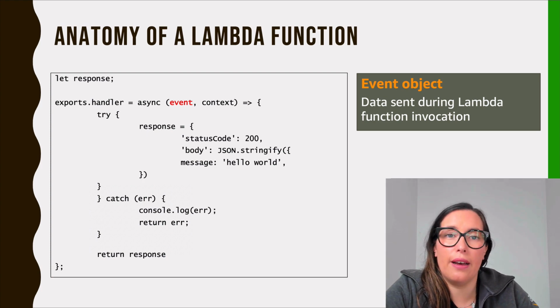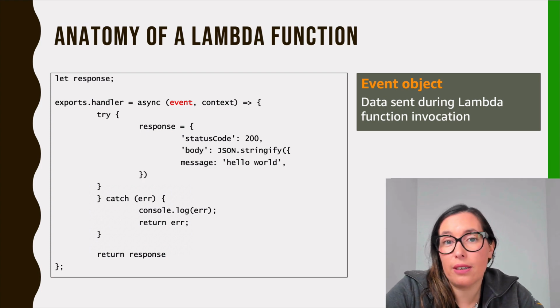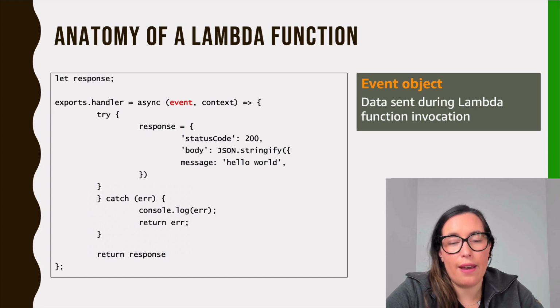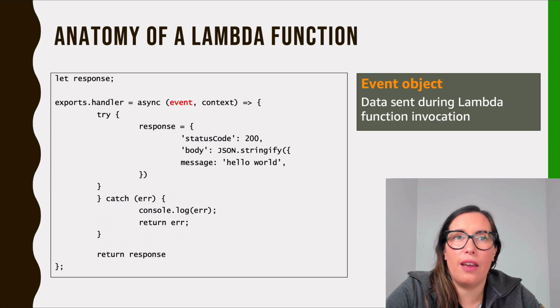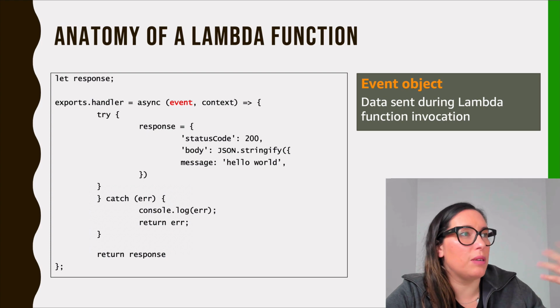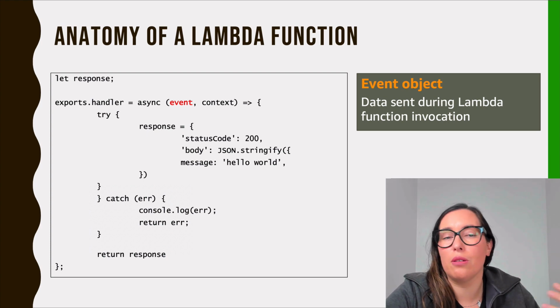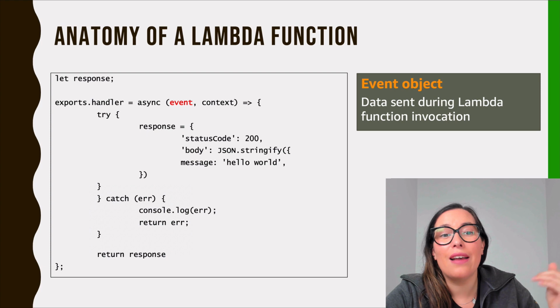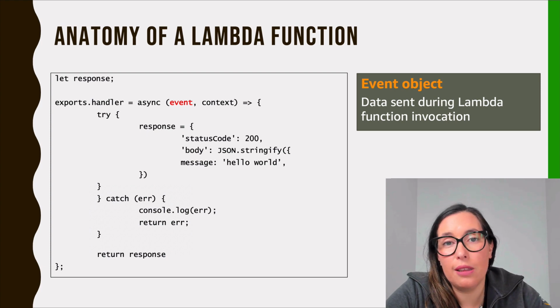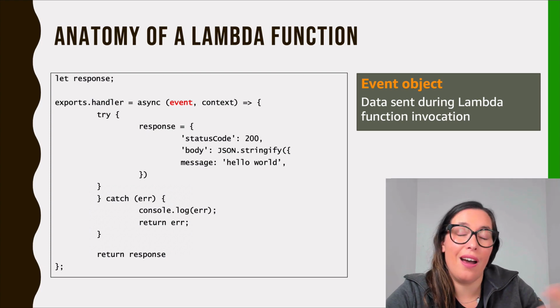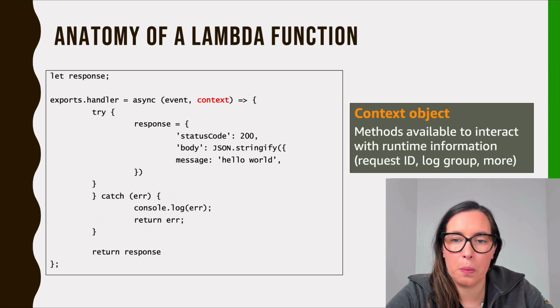So if it's a new file in S3 that triggers the Lambda, then you will have in the event object things that are related to S3, like the bucket, the key of the element that was added, what was the operation, and things like that. Then if it's a message in a queue, we will tell you the queue name and so on. So every event object really depends on the invoker of the Lambda function.